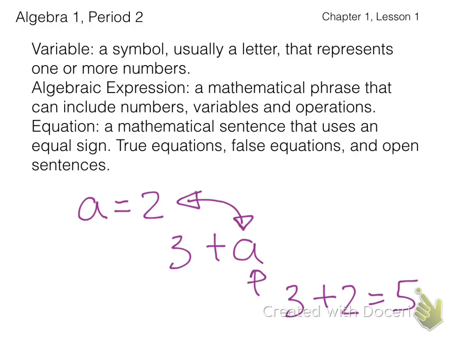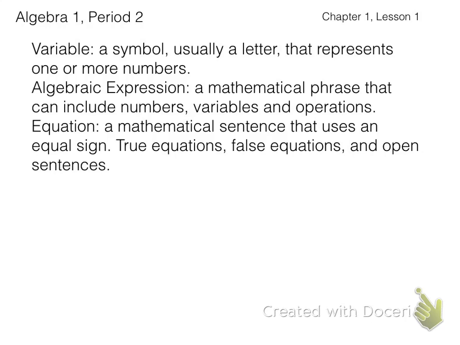Alright? So we can use all sorts of letters. You can use letter A, B, C, D, E, F. You get the idea. Alright, so let's talk about an algebraic expression. An algebraic expression can have numbers in it, variables in it, and operations in it. Numbers are obviously like the number 2, a variable could be the letter T, and an operation could be addition, subtraction, multiplication, and division. Alright, so that's an expression.